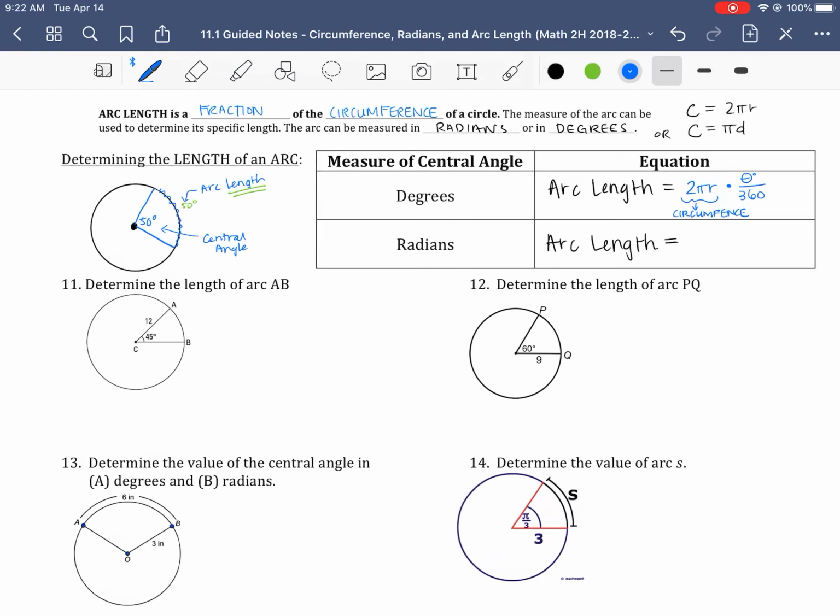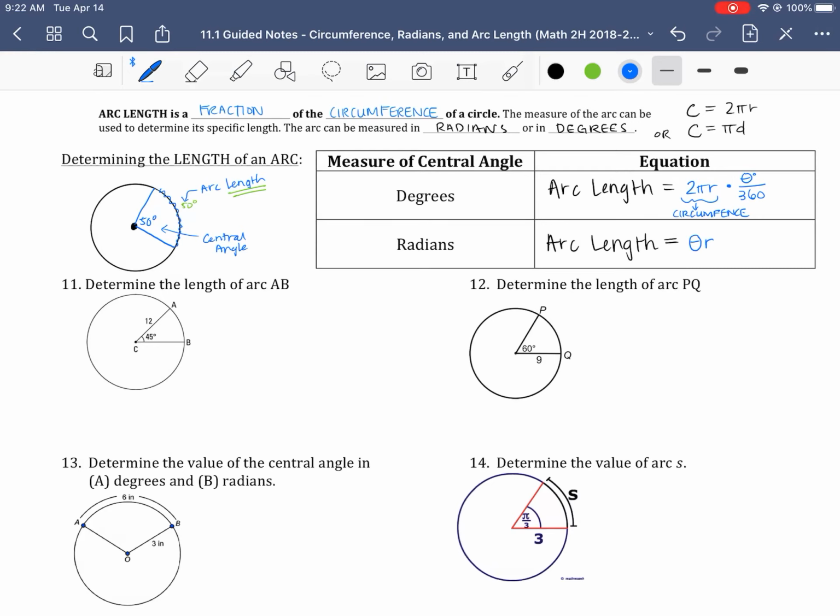Now, if the angle measure is given to you in radians, and remember we know it's in radians if we see that there's not a degree symbol, then because radians relate directly to the radius, we just take whatever that angle is and say it would be that many radiuses to get us there. So let's practice with that just a little bit.